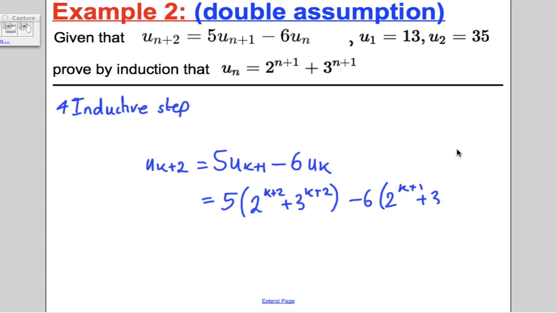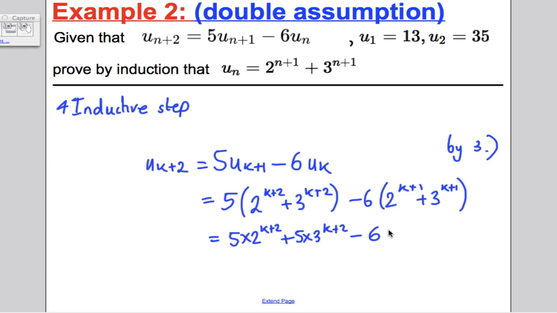And that is by step 3, our inductive step. Okay, we've got 5 lots of 2^(k+2), sorry, and we've got 5 lots of 3^(k+2). And we've got to subtract 6 lots of 2^(k+1), subtract 6 lots of 3^(k+1).